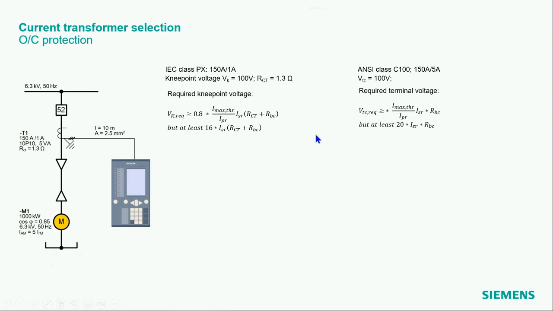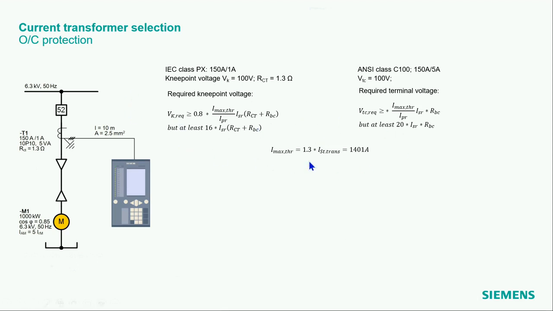This has to do with the fact that the point where the 5P, 10P current transformers start to saturate is defined in a different way, as the knee point voltage. Therefore, we have another factor inside, but the way of calculation is the same in the end. So now we talked about the requirements here.